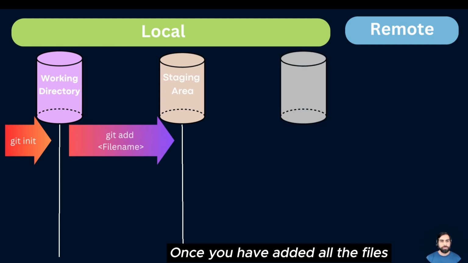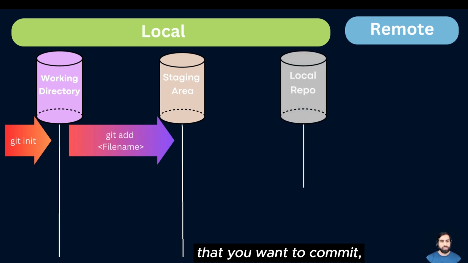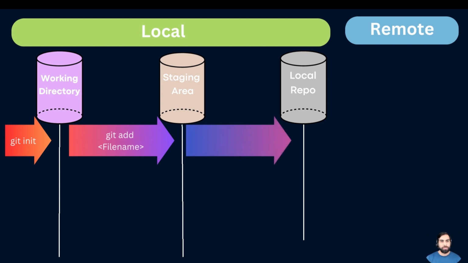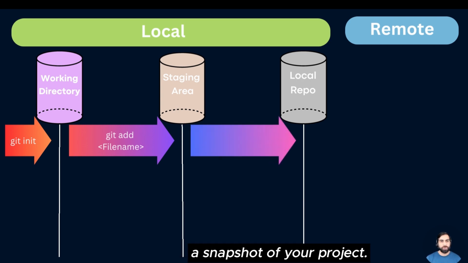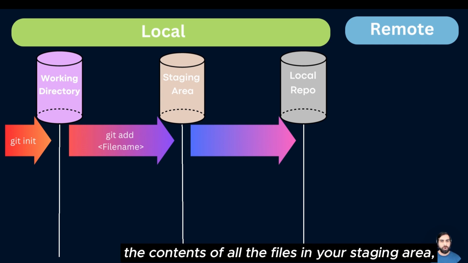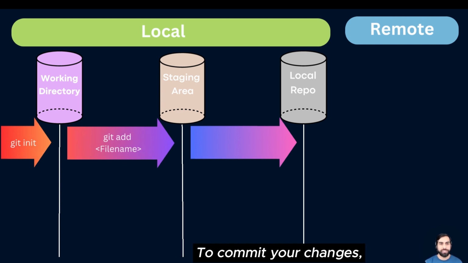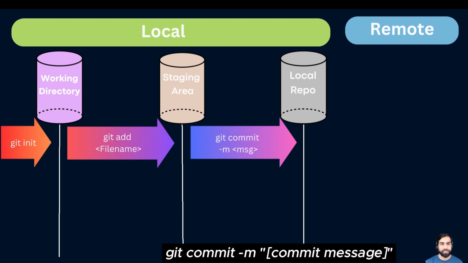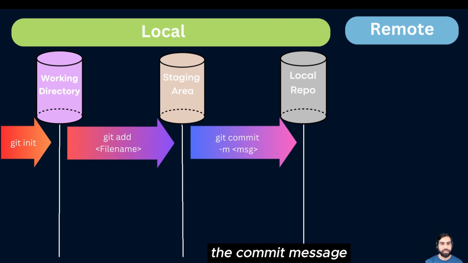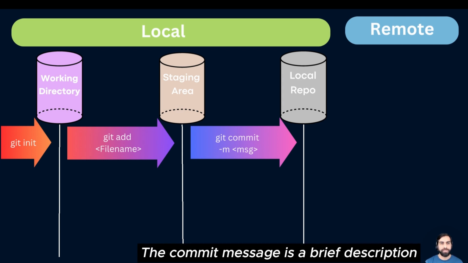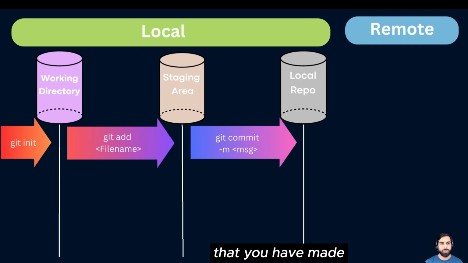Once you have added all the files that you want to commit, you can commit your changes. Committing your changes creates a snapshot of your project. This snapshot includes the contents of all the files in your staging area, as well as the metadata about those files. To commit your changes, run the following command: git commit -m "commit message". The -m flag is used to specify the commit message. The commit message is a brief description of the changes that you have made.